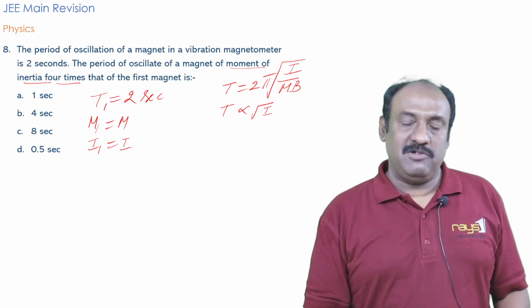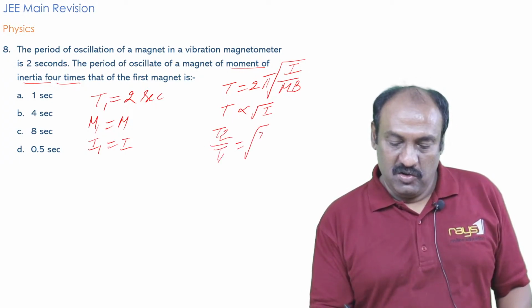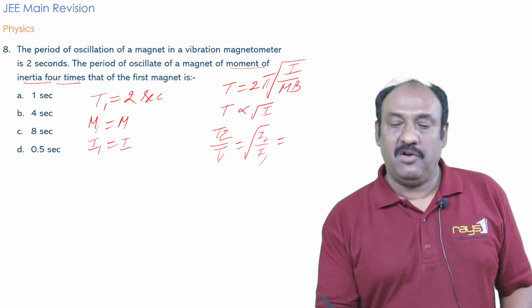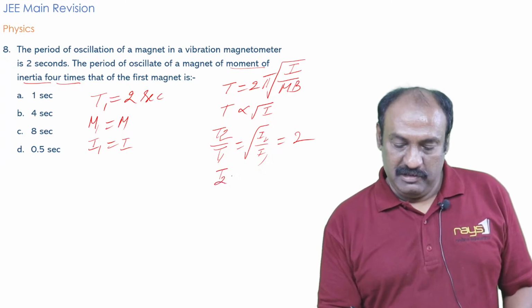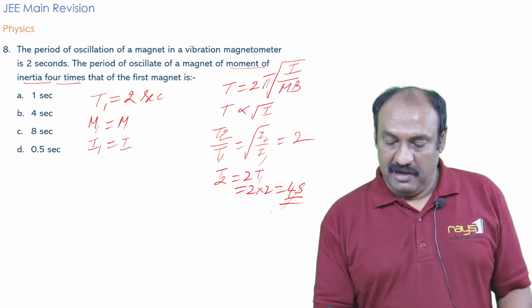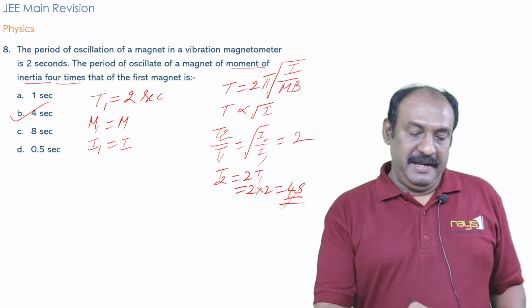Then what happens to the time period? T2 by T1 is equal to root of I2 by I1. So therefore it is root of 4, that is 2. So T2 is equal to 2T1, that is 2 into 2, 4 seconds. 4 seconds is the answer for question number 8. So answer is B.